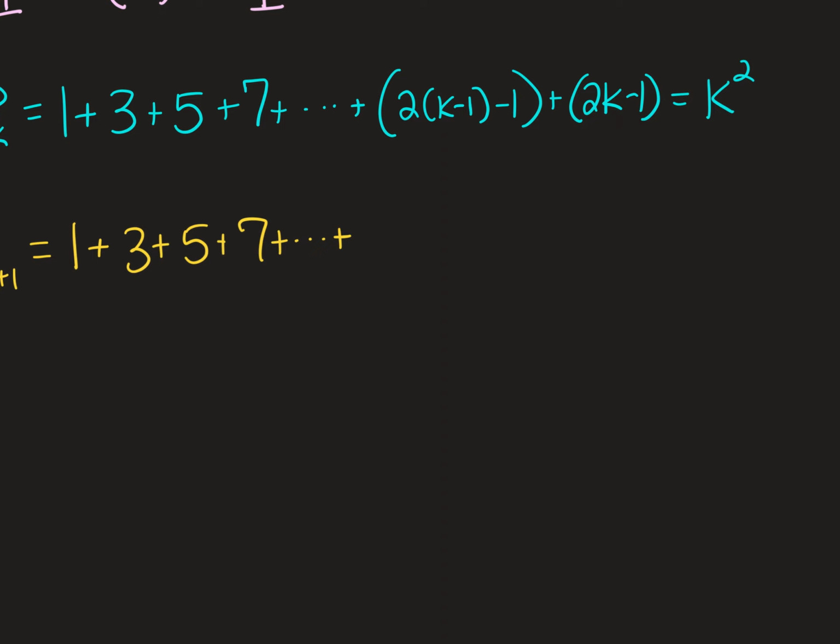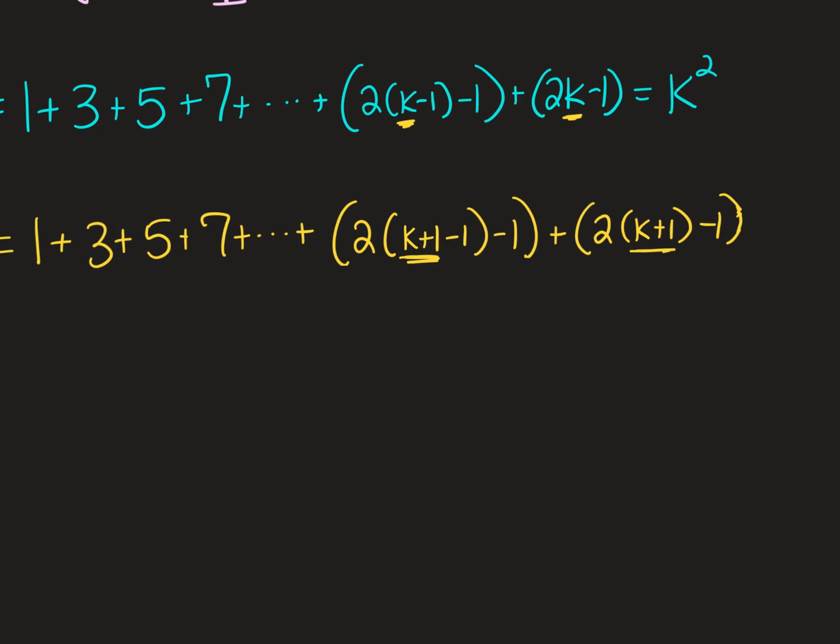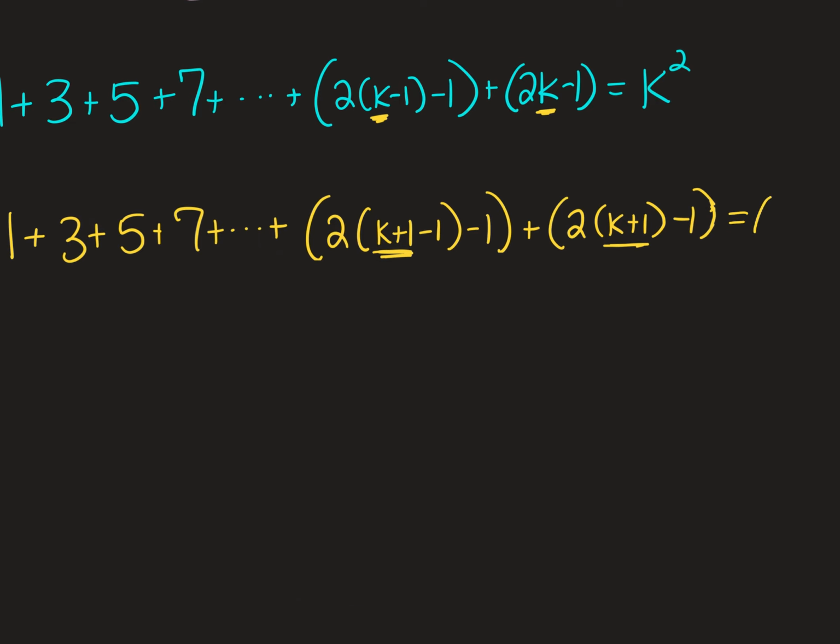Instead of 2 times k minus 1 minus 1, I'm going to write that as 2 times, replace k with k plus 1, minus 1, minus 1. Looks complicated, but remember we're just replacing k with k plus 1. Plus 2 times k plus 1 minus 1. Again, replacing k with k plus 1. And we believe that that should be k plus 1 squared.